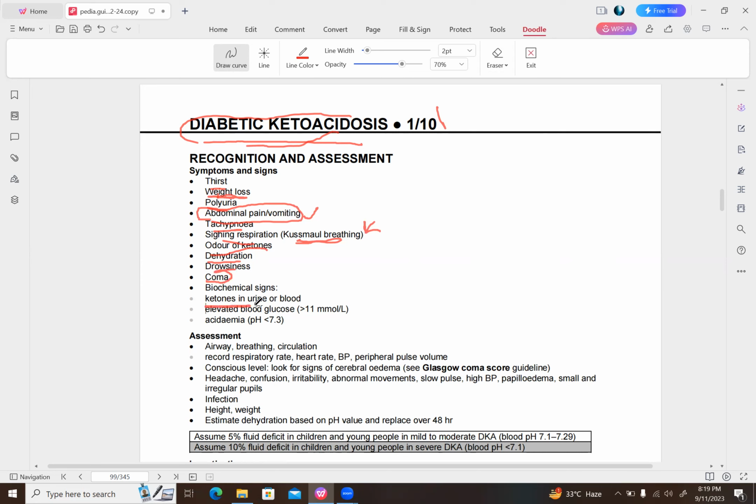You have ketones in urine or blood. In blood, of course, we can find ketones, and the body tends to excrete the ketones, so we also find them in the urine. You have elevated blood glucose, more than 11. Why? Because glucose is not entering into the cells and is remaining outside the cells. That's why its level is increasing in the blood, which we have to correct by giving insulin, and we also give glucose along with that, to reduce the production of ketones. And there is acidemia, that is, the pH is less than 7.